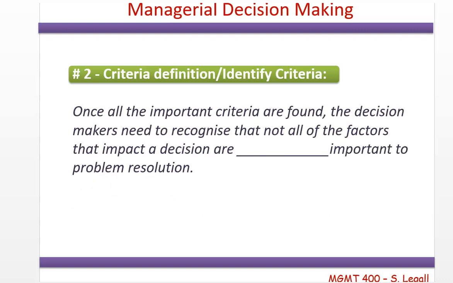Once all important criteria are found, the decision makers need to recognize that not all factors that impact a decision are equally important to problem resolution. That's another thing as well. Not every factor is equal to another in terms of criteria.